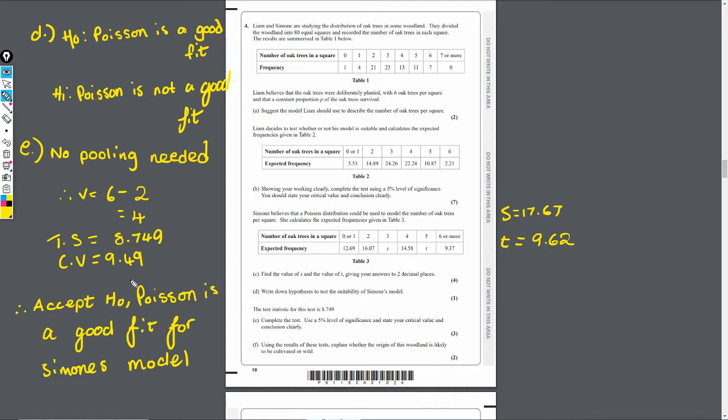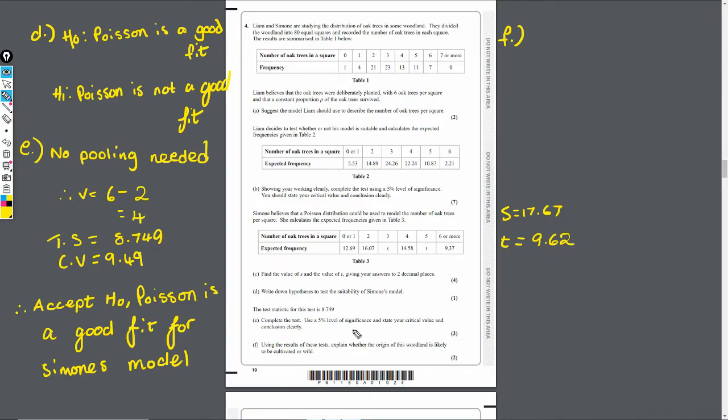And then finally for part F, it says, using the results of the test, explain whether the origin of this woodland is likely to be cultivated or wild. So we've got to use all the previous information we've worked out from parts A, B, C, D, and E to give us the answer for F. What it's asking is, are these trees planted randomly, so they're wild, or are they planted in a more specific manner, maybe to a pattern, so it'd be cultivated?